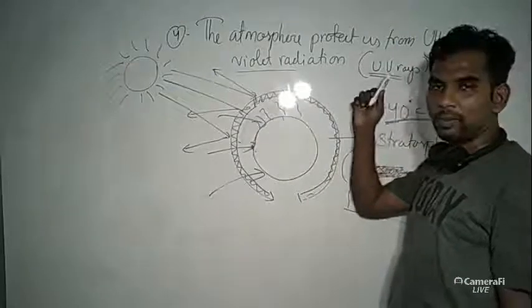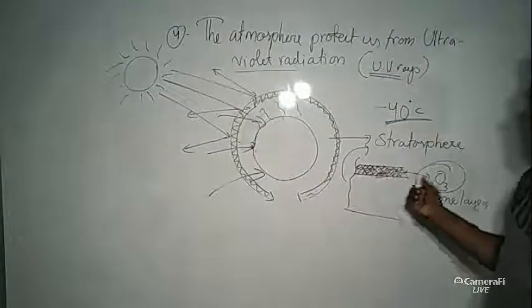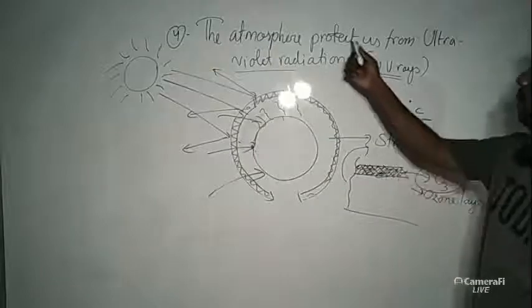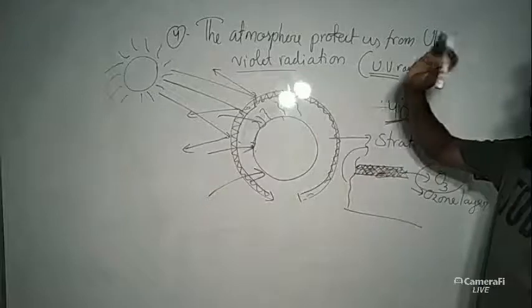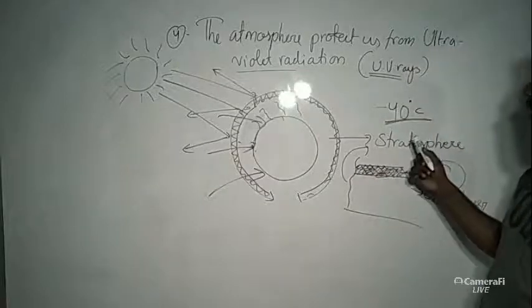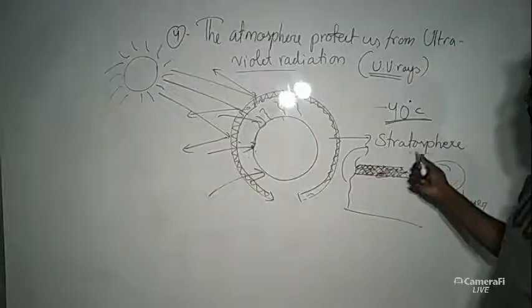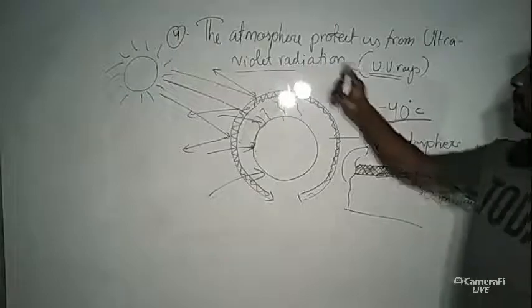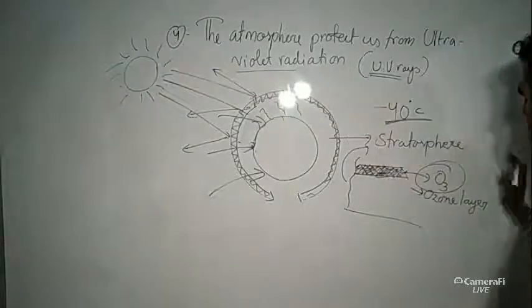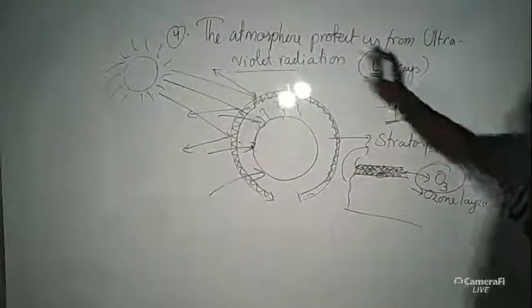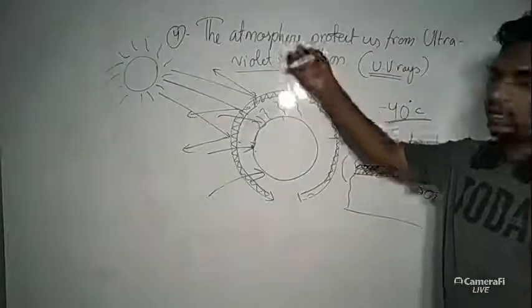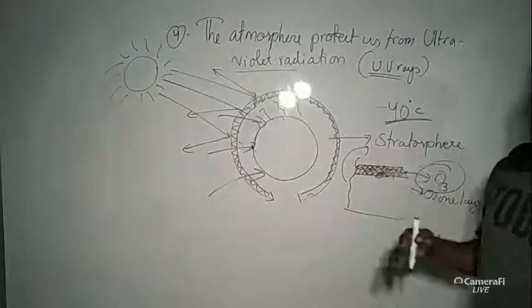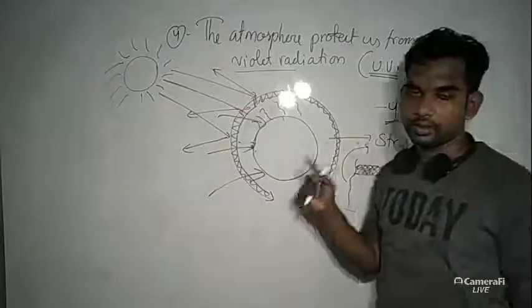So what exactly protects us? The ozone layer that is present in the stratosphere protects us from the ultraviolet radiation. So don't write atmosphere, just write ozone layer present in the stratosphere of the atmosphere, or simply the ozone layer in the stratosphere protects us from the ultraviolet radiation. In the book only atmosphere is given, I have just explained the whole thing. Don't forget this. Clear?